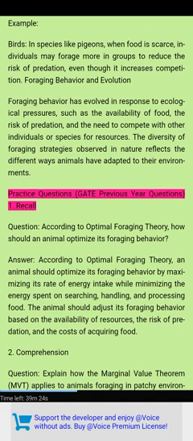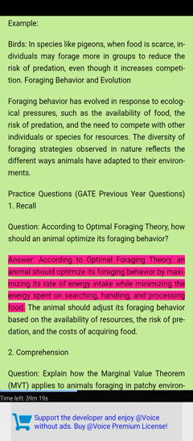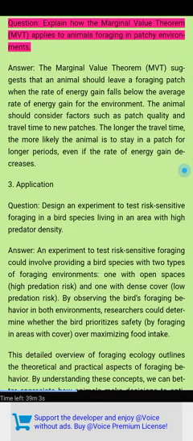Practice questions, previous year questions. 1. Recall. Question. According to optimal foraging theory, how should an animal optimize its foraging behavior? Answer. According to optimal foraging theory, an animal should optimize its foraging behavior by maximizing its rate of energy intake while minimizing the energy spent on searching, handling, and processing food. The animal should adjust its foraging behavior based on the availability of resources, the risk of predation, and the costs of acquiring food.